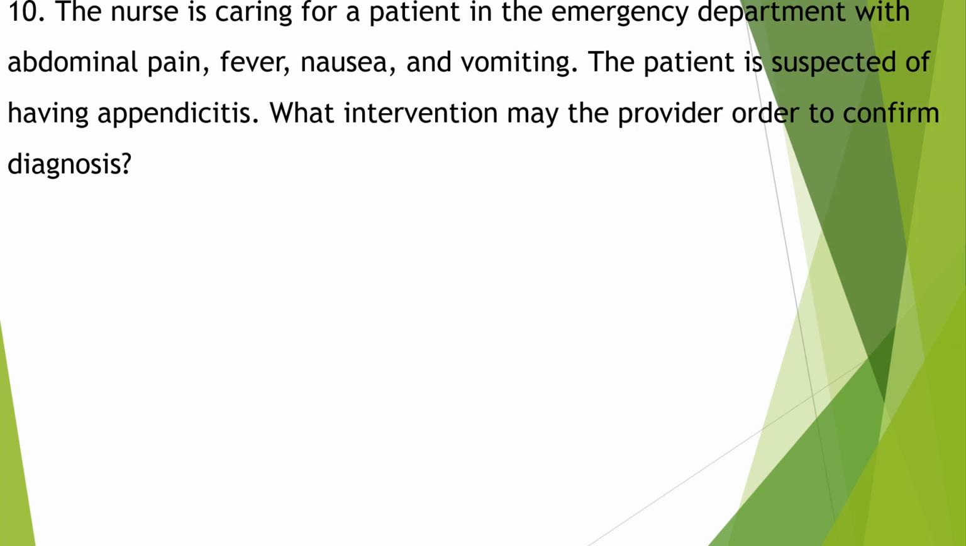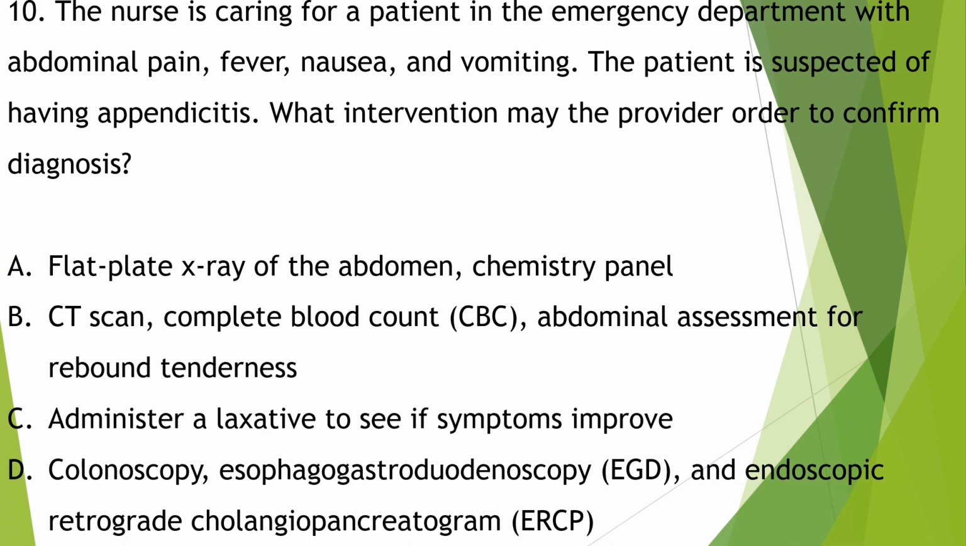The nurse is caring for a patient in the emergency department with abdominal pain, fever, nausea and vomiting. The patient is suspected of having appendicitis. What intervention may the provider order to confirm the diagnosis? Flat plate X-ray of the abdomen, chemistry panel, CT scan, CBC, abdominal assessment for rebound tenderness, administer a laxative to see if symptoms improve, colonoscopy, esophagogastroduodenoscopy, and endoscopic retrograde cholangiopancreatography, ERCP.